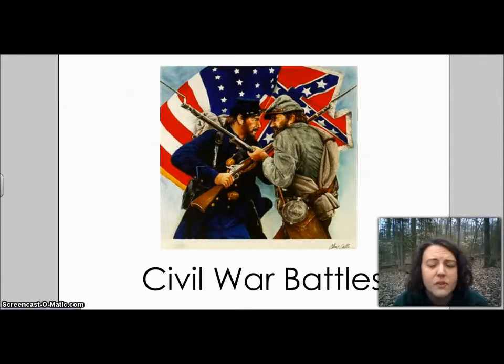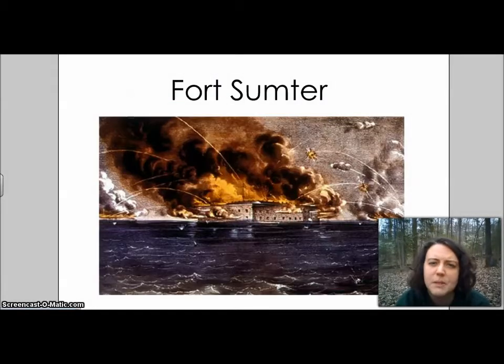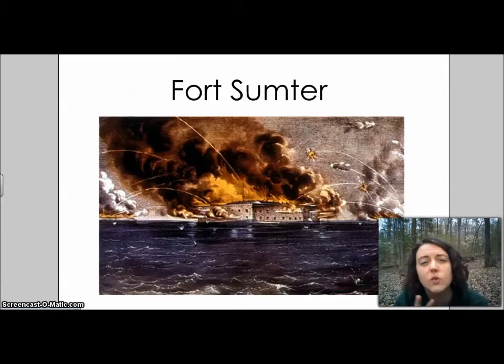So here we are talking about Civil War battles, and I want to recap some of the ones that we've talked about in class before. The first is Fort Sumter. Now remember, Fort Sumter is there in South Carolina, and neither one of the sides, the Union or the Confederacy, wanted to start the Civil War. They didn't want to be the first ones to fire a shot.